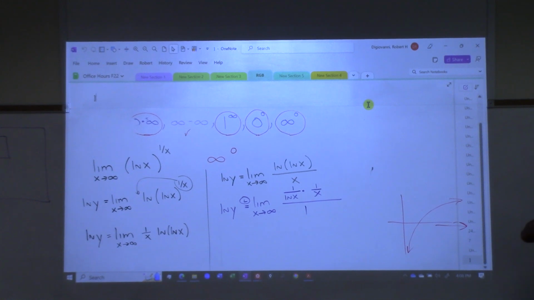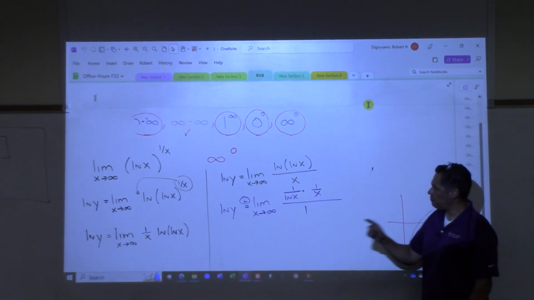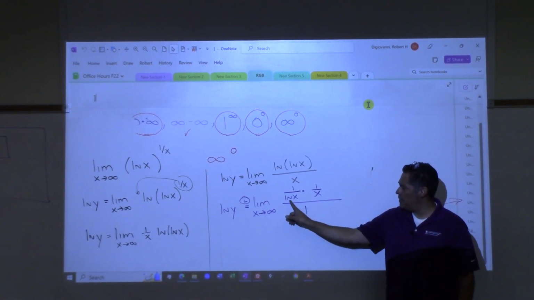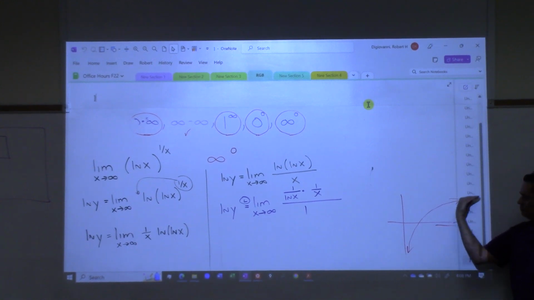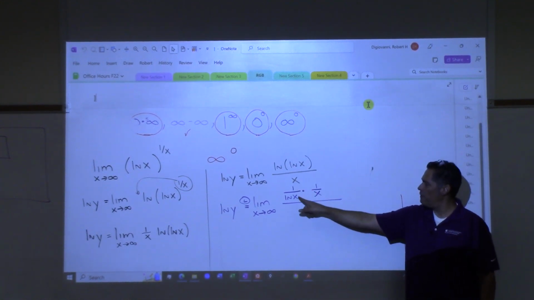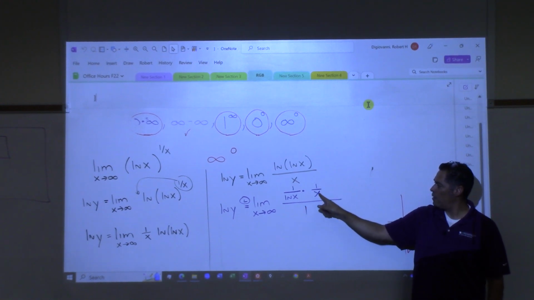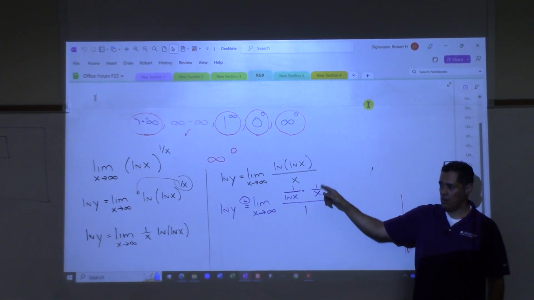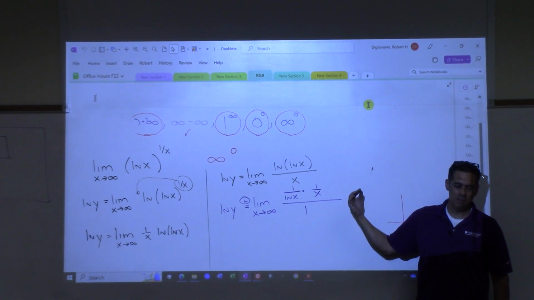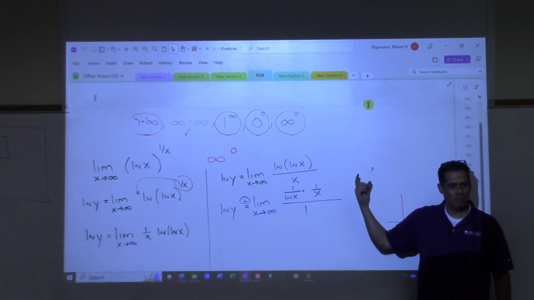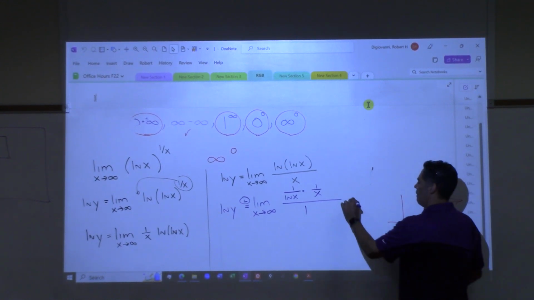Let x go to infinity. I think things are going to be nice here. What's natural log of infinity? Infinity. So this is 1 over infinity. Where does 1 over infinity go? 0. Okay, 1 over infinity again, 0. 0 times 0. On top, you get 0 over 1. This is just 0.